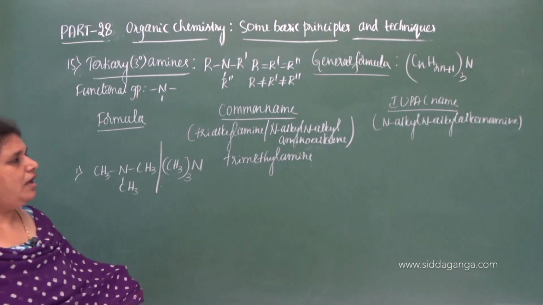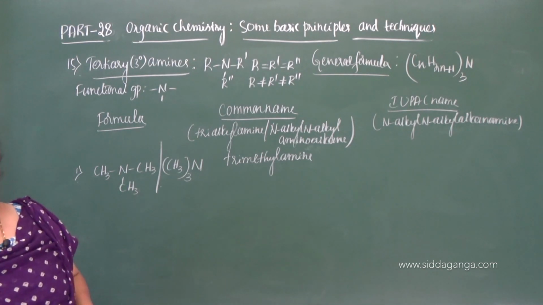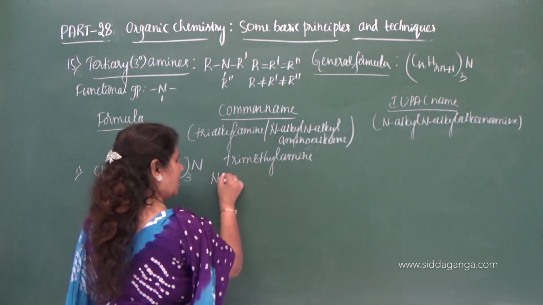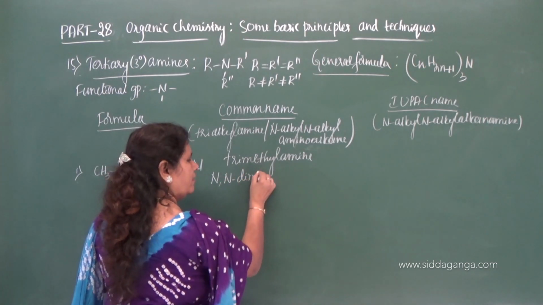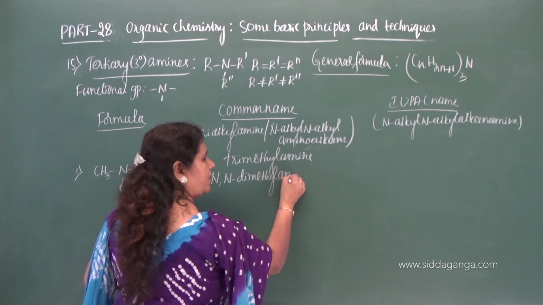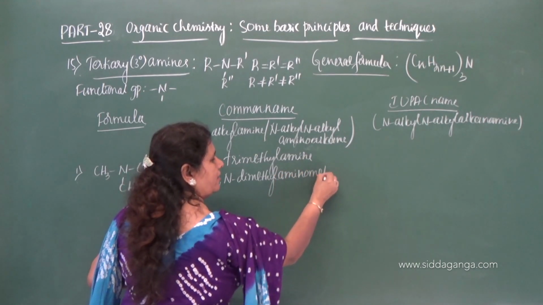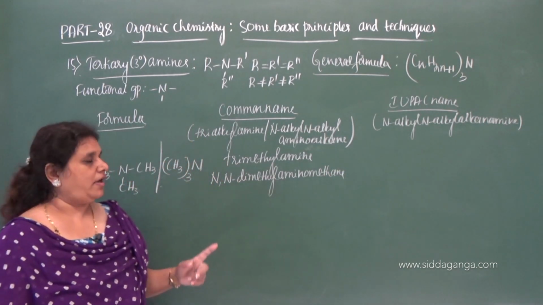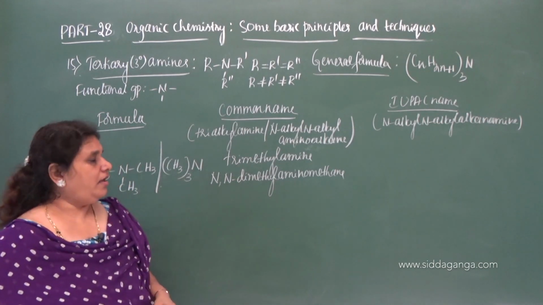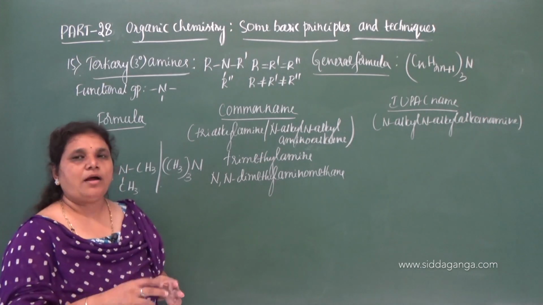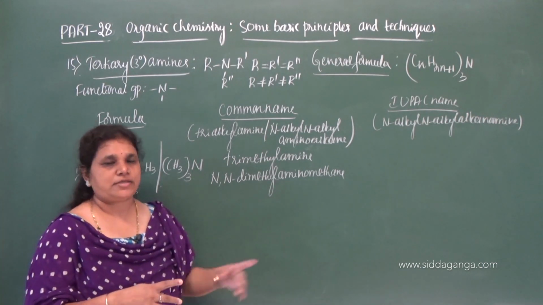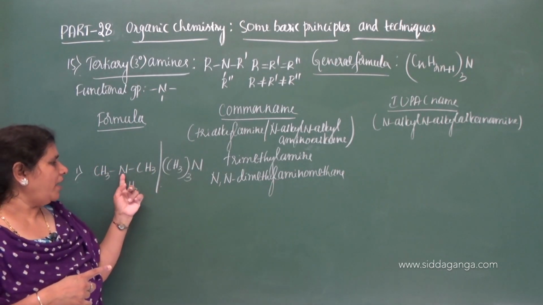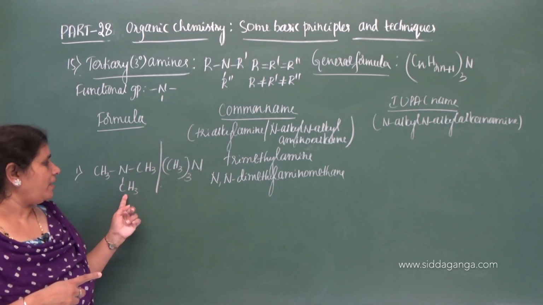Trimethyl amine is the common name, and you can even write it as N-methyl, N-methyl, N, N dimethyl aminomethane. I took 2 methyl groups as a prefix. Since they are same, I used the prefix di here. I took 1 methyl group as a root word. So here N, N dimethyl aminomethane. Similarly, what is the IUPAC name?